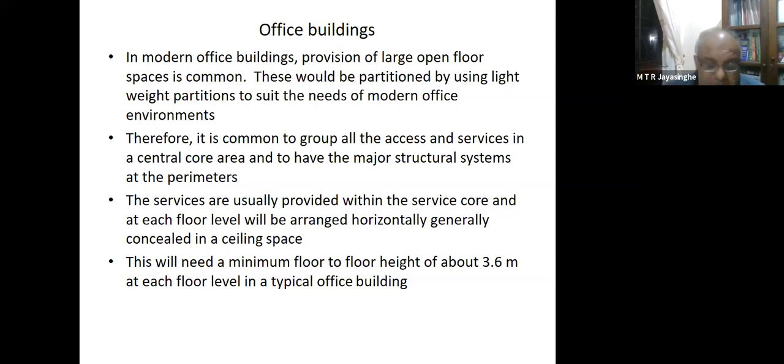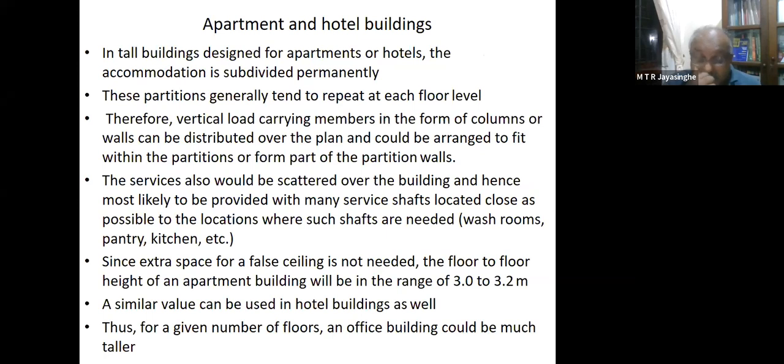We will not talk too much about those options, because I can explain all those different options on a later day, but today we'll concentrate more on the lateral load carrying system. And when it comes to apartment buildings, you have a different set of requirements. In office buildings, we like to have all the services below the ceiling. That means the floor to floor height of an office building will be 3.6 meters, whereas in an apartment building we need very few services, so the soffit of the slab can be converted to the ceiling, which means you can easily maintain 3.1 to 3.2 meter floor to floor height. So you have to always look for different options.